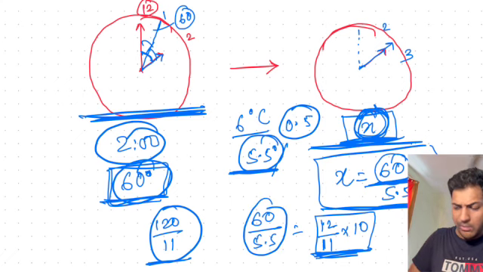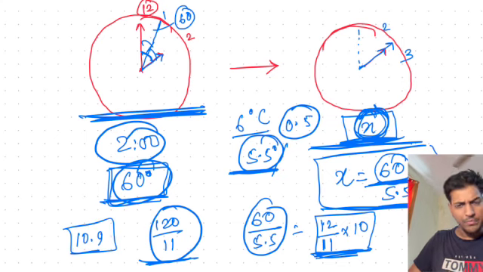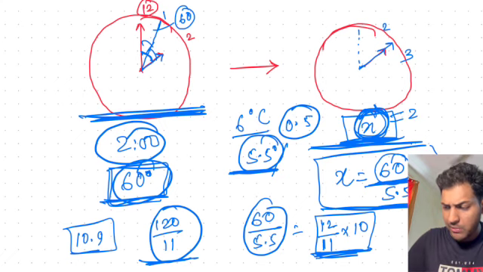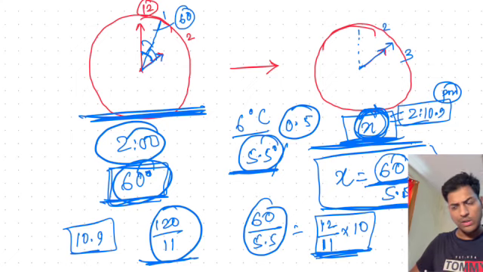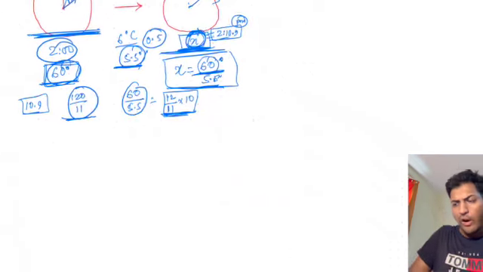If you calculate in terms of decimal, it will be something like 10.9 minutes. Now see, we have easily found the time. This is 2:10.9 p.m. At this point they will coincide. Likewise, you can find it for any hour.